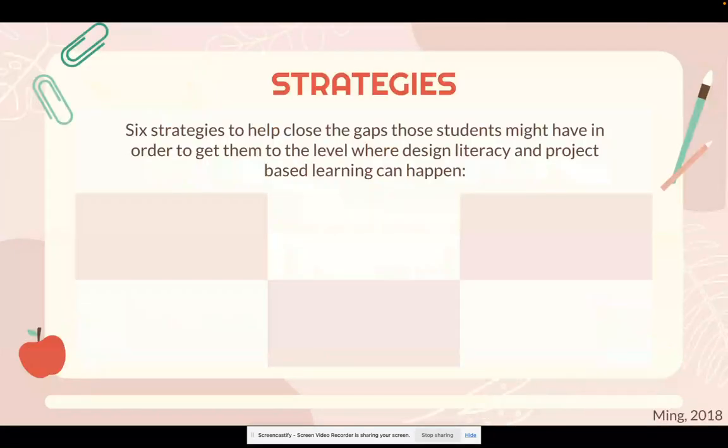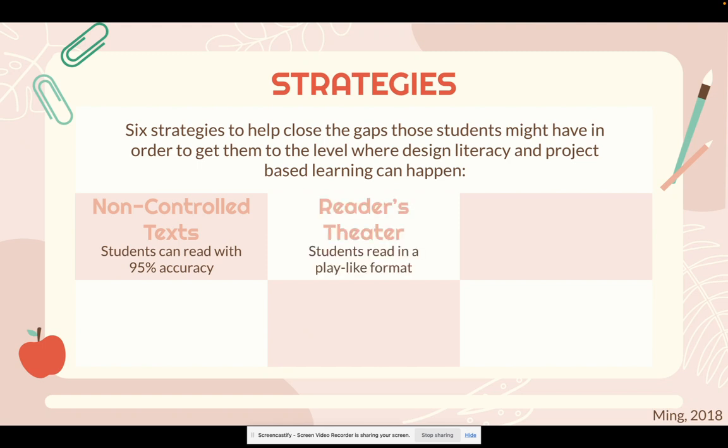A couple strategies that you can use to access that differentiation in small group are using non-controlled texts where students can read with 95% accuracy. So when you have those teacher-led stations, using texts that kids can actually read on their own in order to kind of dive into those more difficult topics. Using reader's theater is always a great way to practice those fluency skills at a higher grade.